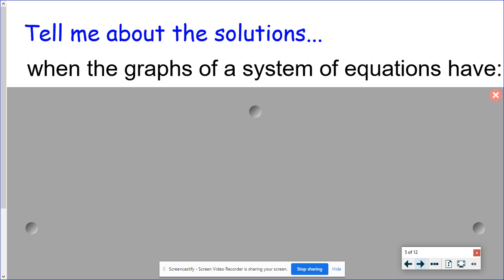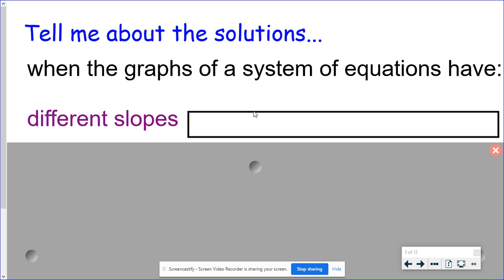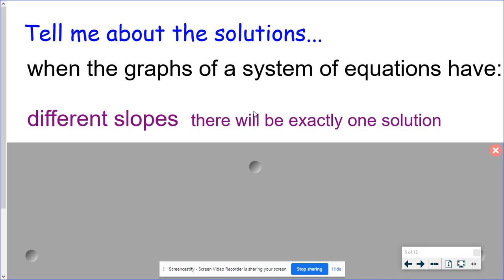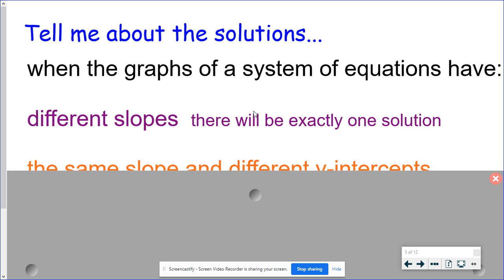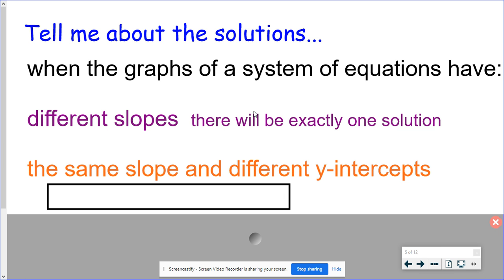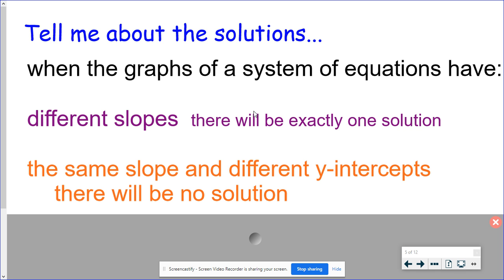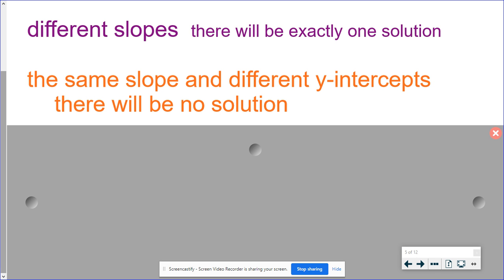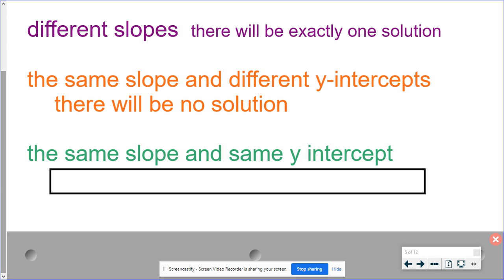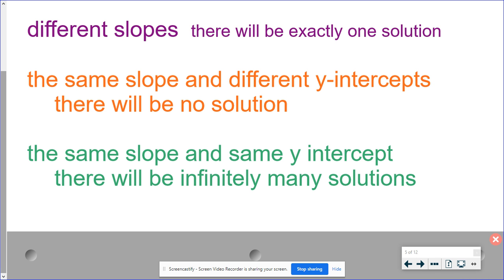Okay, so this is what I was just saying. Tell me about the solutions if the graphs have different slopes. If they have different slopes, at some point those two lines are going to cross. So we would get one solution. If I have the same slope, but different y-intercepts, same slope means they move the same, different y-intercepts means they start at different places. Those are going to be parallel, so there will be no solutions there. And for the last one, if they have the same slope and the same y-intercept, they are the same line. We will have infinitely many solutions.